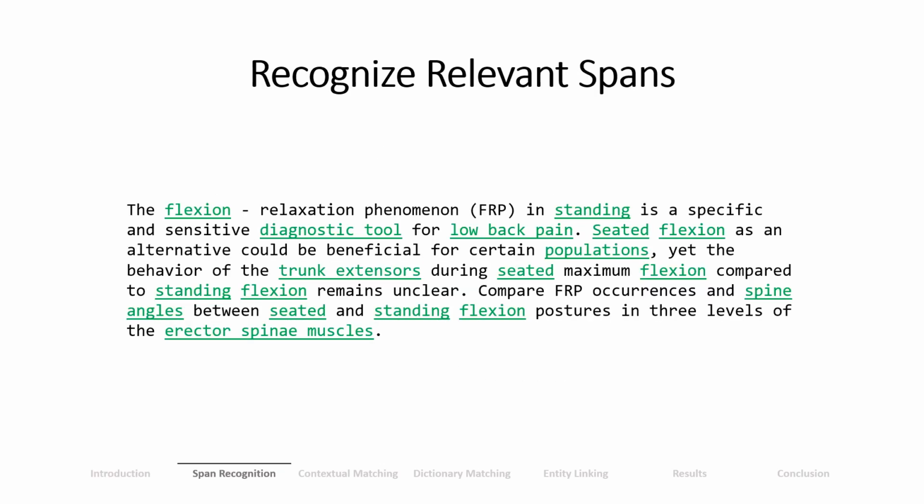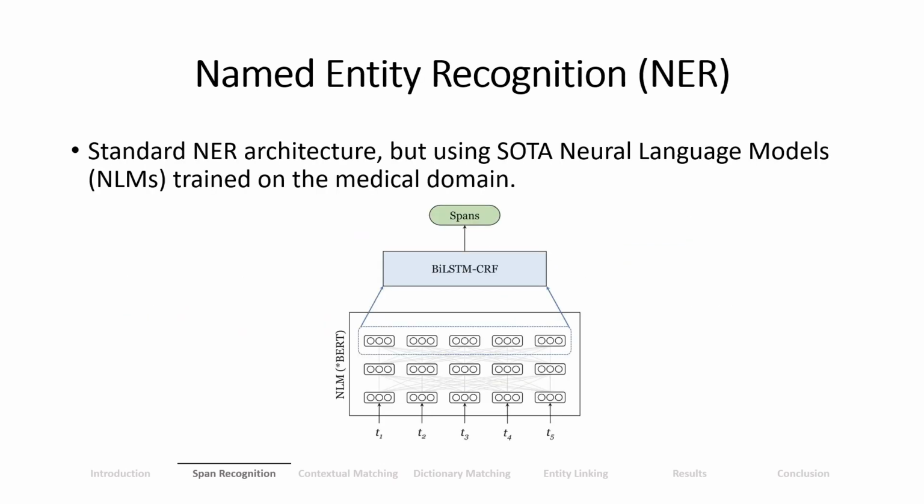Looking at the method now, we first need to recognize the relevant spans. To achieve this, we make use of a standard named entity recognition architecture, a BiLSTM with a conditional random field layer, and we initialize this model with contextual embeddings from a state-of-the-art neural language model trained on the medical domain. Note that we're not training this NER solution for linking. The only labels to predict here are whether a span is relevant or not.